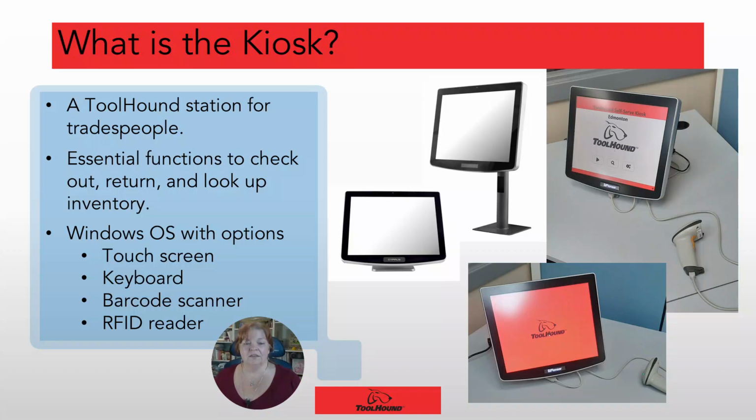The kiosk is an add-on module having a simplified screen, specially designed to enable tradespeople to check out and return their tools with no or a couple of minutes of instruction. It runs on a Windows operating system and has options available for a touchscreen, keyboard, barcode scanner, or RFID reader. Barcode scanners and RFID readers can be used in tandem.